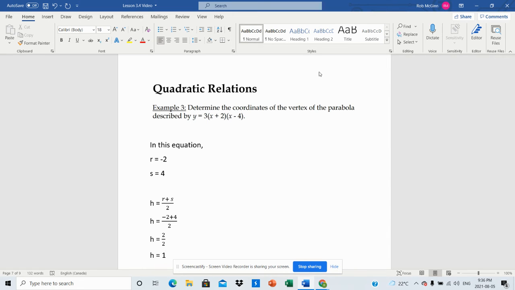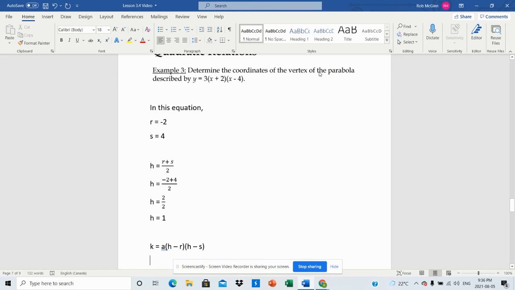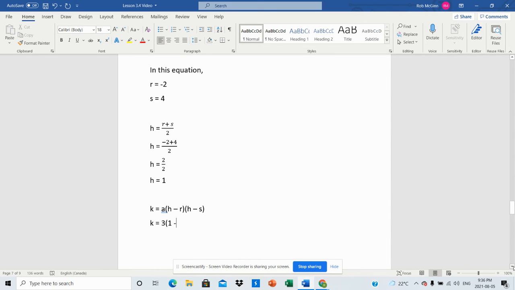h equals 1. Now, in order to find k, which is our y coordinate point at the vertex, what we're going to do is follow this formula. Well, the other thing that we know is that a is 3. We see that right in our equation here. So, k equals, instead of a, we've got 3. Instead of h, we've got 1 minus, let me just scroll down here, r is minus 2. We're just going to put that in.